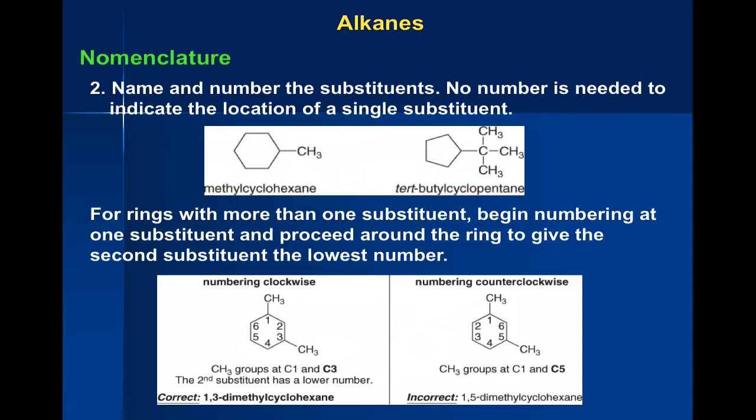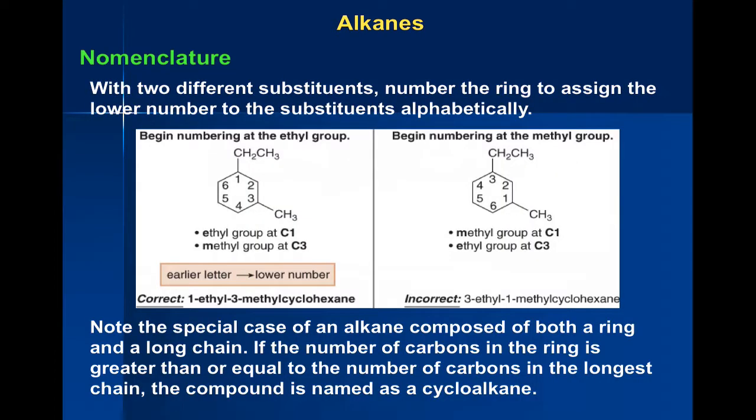And so we have 1,3-dimethylcyclohexane. Very similar to how you would name a regular alkane, except now we just have the cyclo in front of the parent name. Okay?